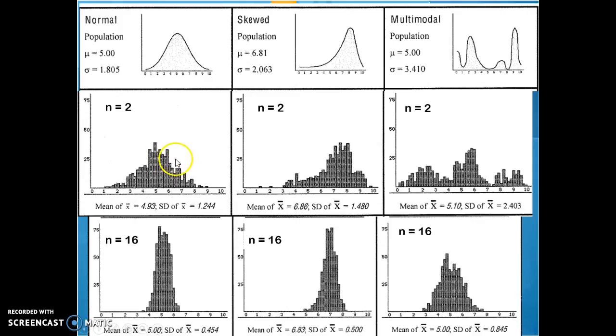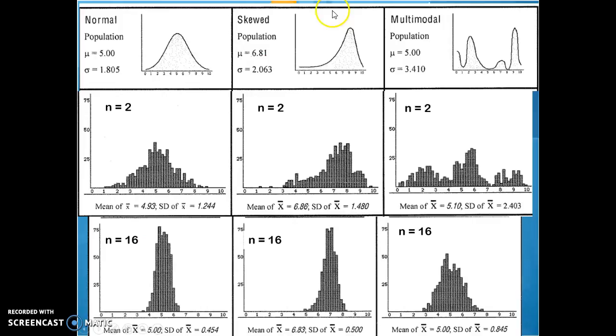This is probably 100 times, it looks like. If you increase that sample size, then this tightens up. We're still centered at around 5, but now our variability of our sampling distribution is decreased. And we're looking a little bit more normal here.